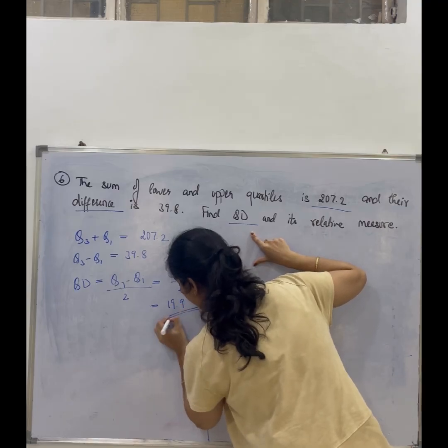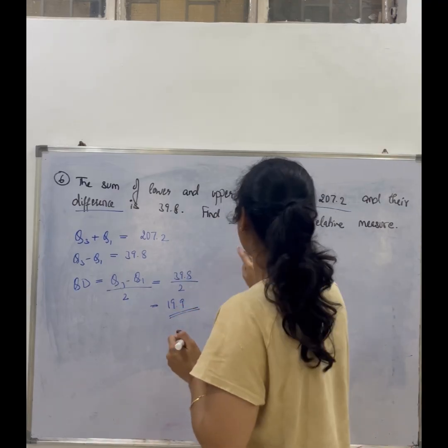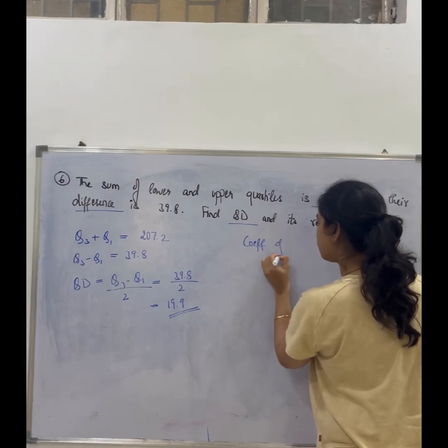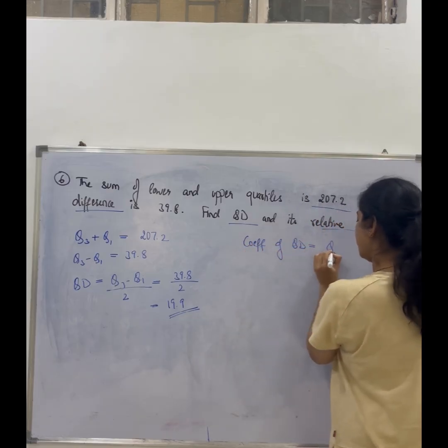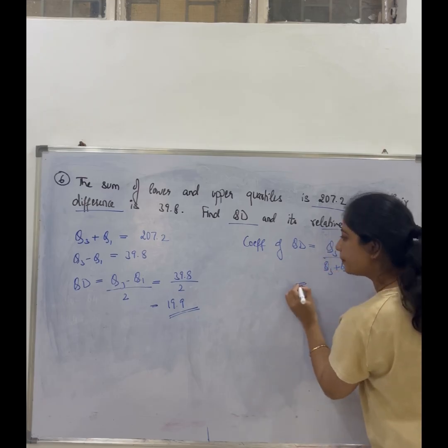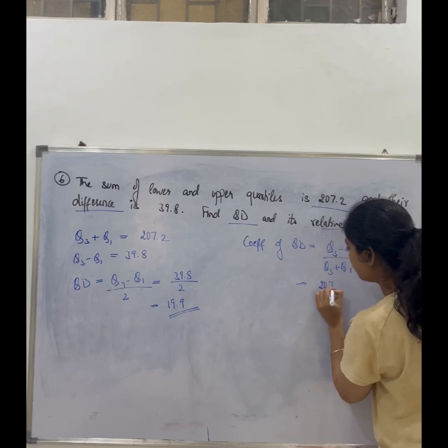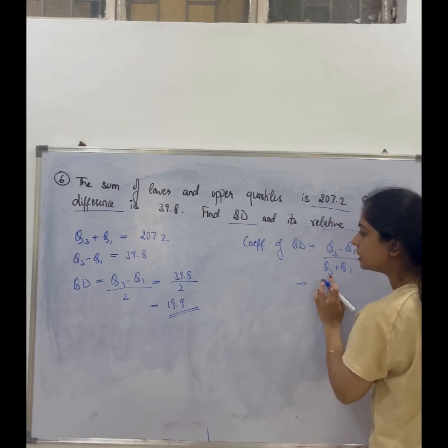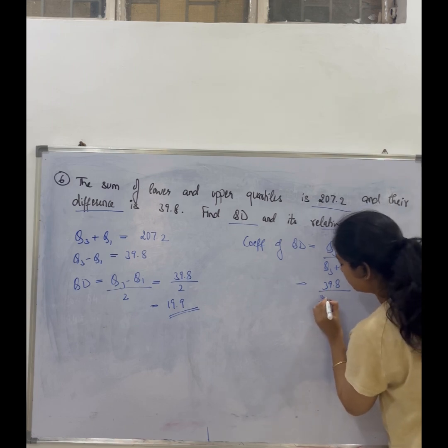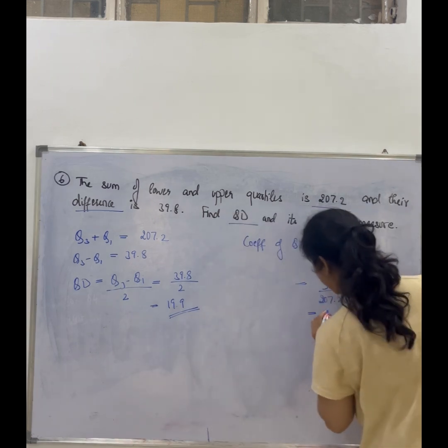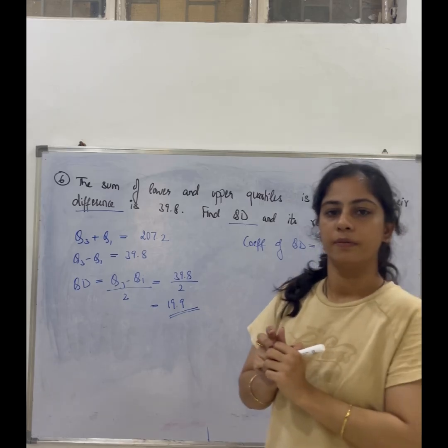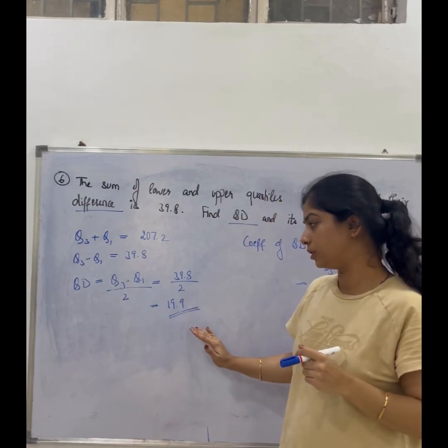19.9 for this. Next, we have to find out the relative measure, which is nothing but coefficient of quartile deviation, Q3 minus Q1 by Q3 plus Q1. Total is 207.2. The difference is 39.8 divided by 207.2, which is 0.192. So this is the answer for this particular question.